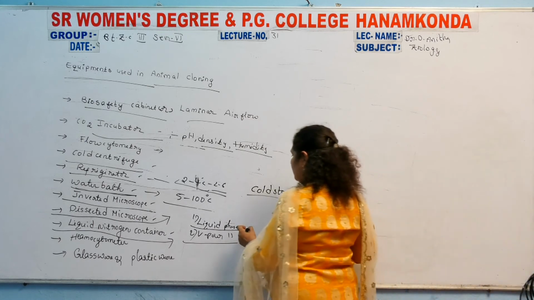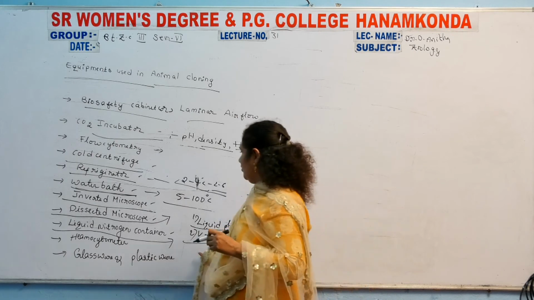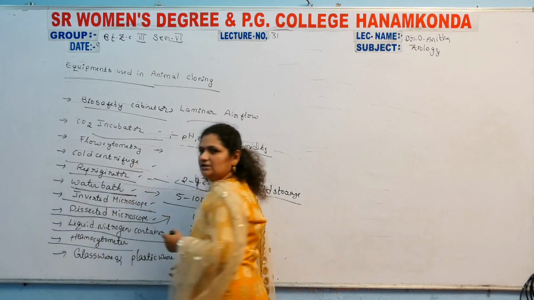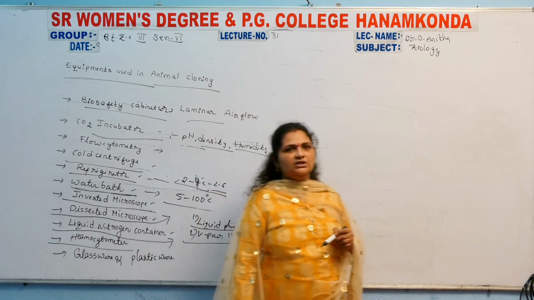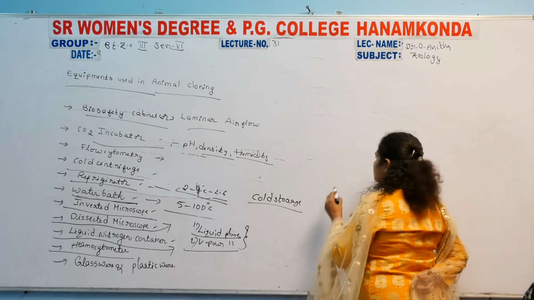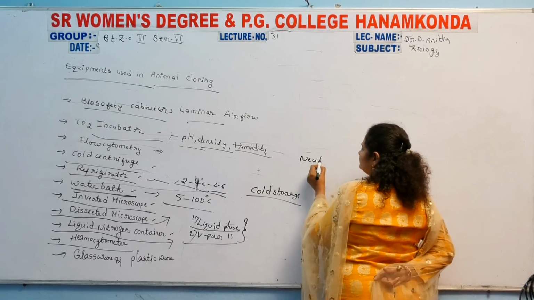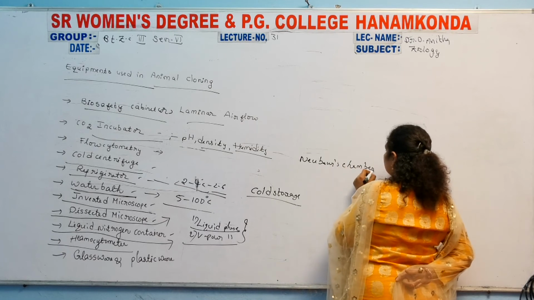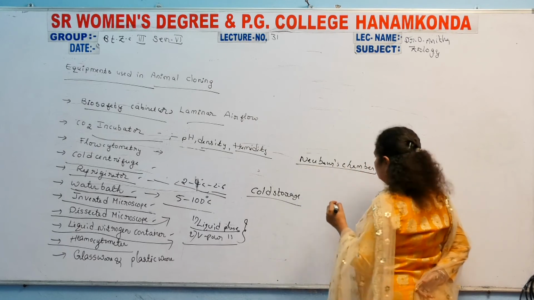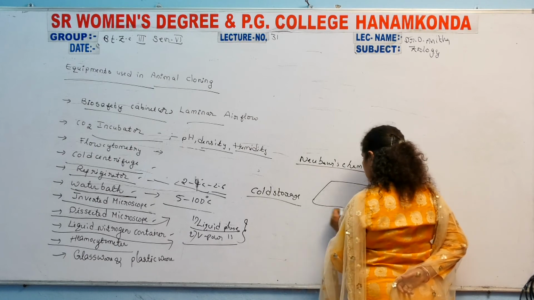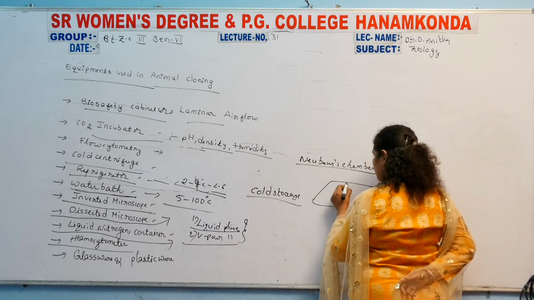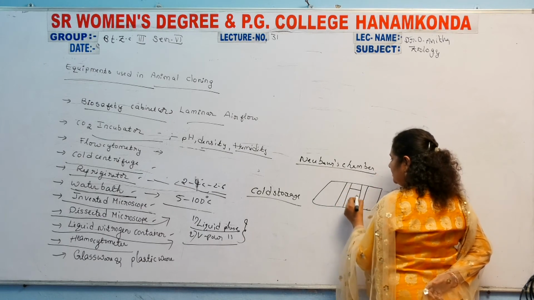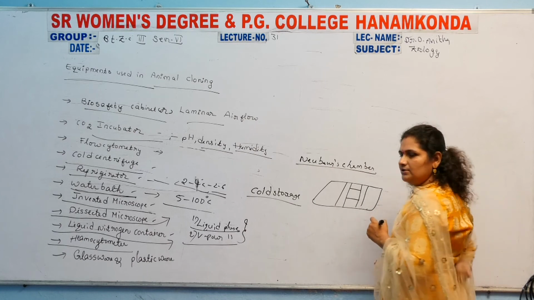So that is the liquid nitrogen container, and the next one is the hemocytometer. The hemocytometer is nothing but a Neubauer chamber. It is mainly a slide-like mechanism. It resembles this here. In the middle of it there are small chambers.